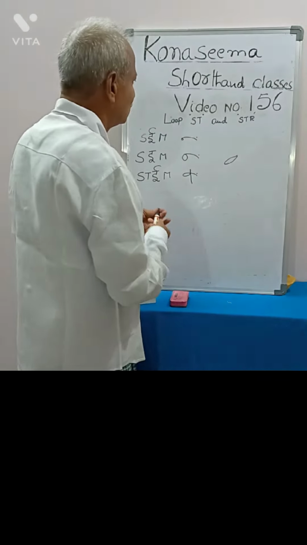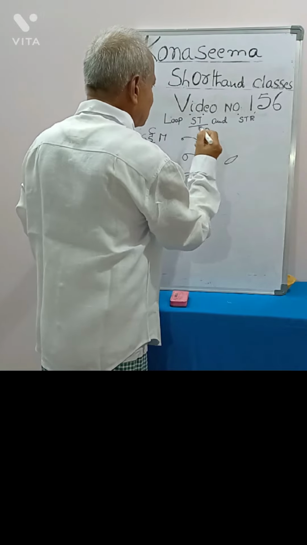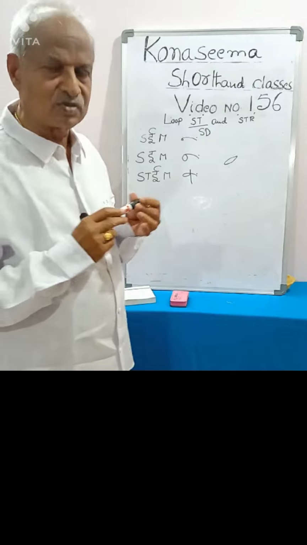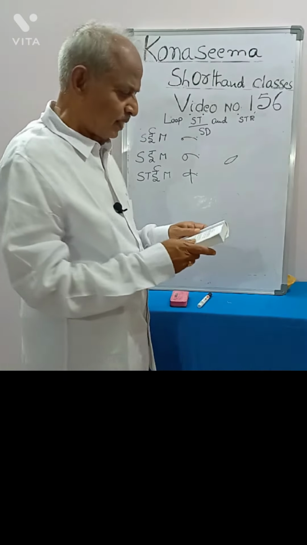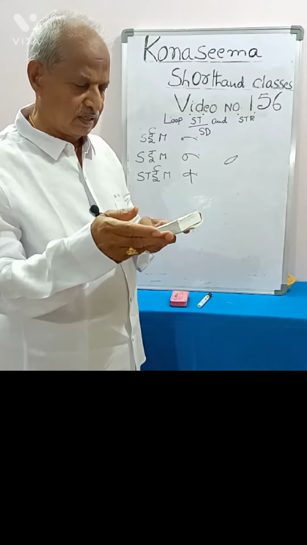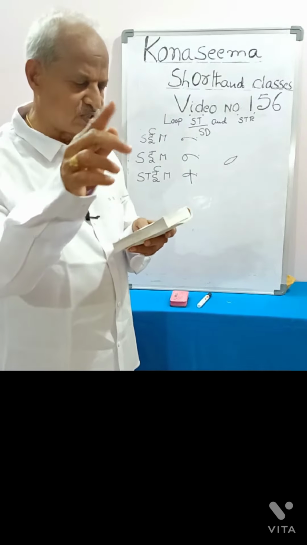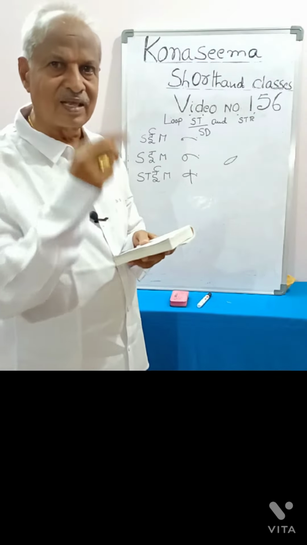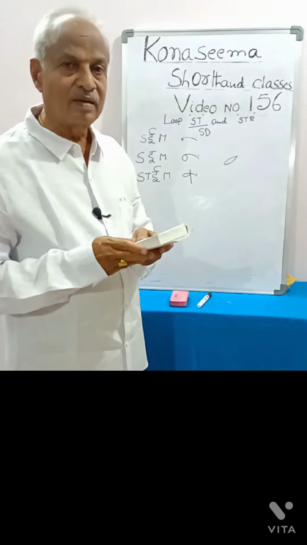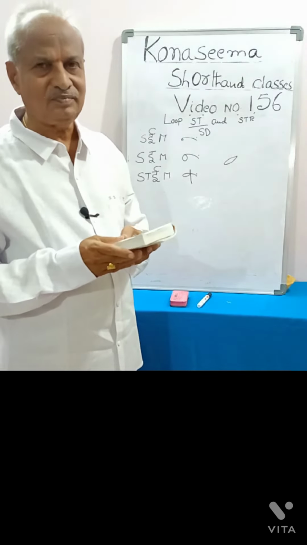Here the heavy sound is coming, ST and SD sound is also coming. Sometimes it also comes in words like passed and like this, laced. D sound also will come, laced. P circle above the line, pass. P steel loop above the line, passed.